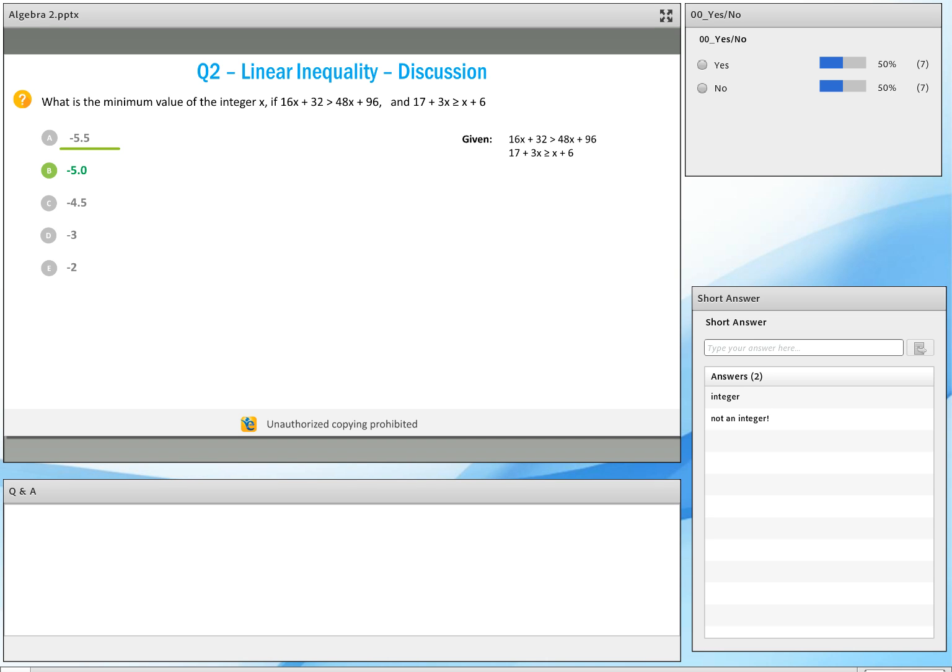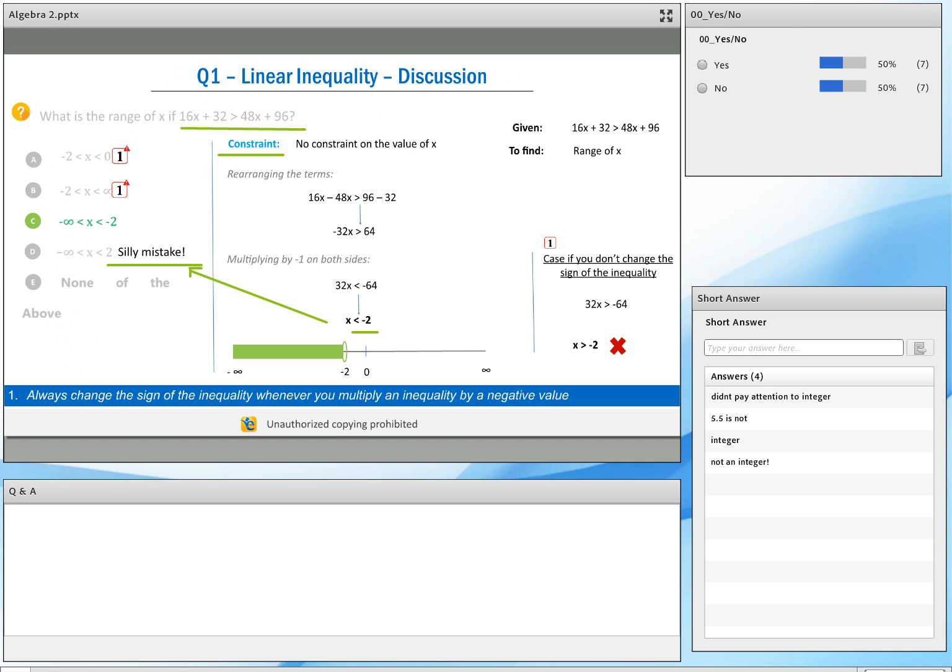Not an integer. Minus 5.5 is not an integer. Didn't pay attention to the integer. And remember, I very categorically showed you my previous question here, solution here, constraint. I'm making an explicit note of the constraint here. Okay.